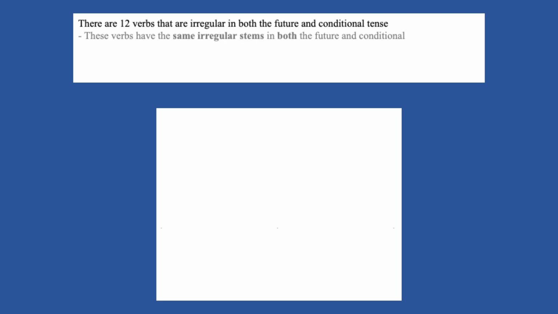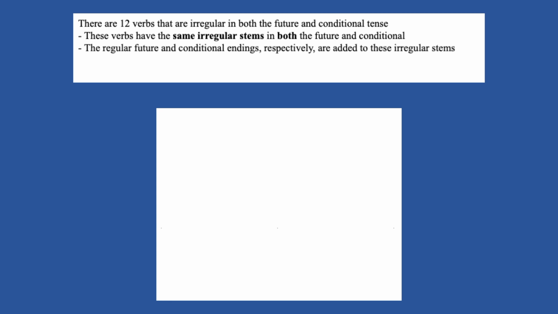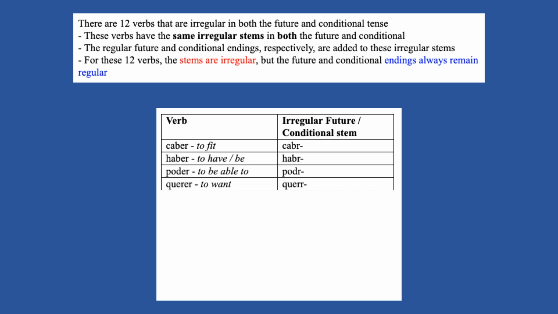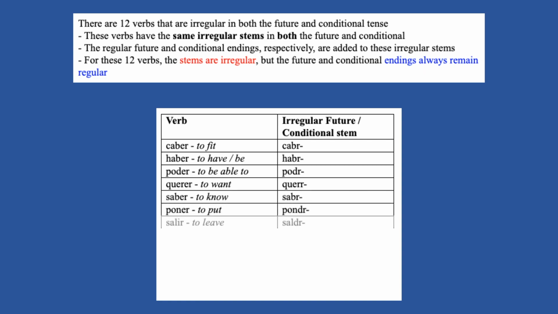These verbs have the same irregular stems for both the future and conditional, and to their irregular stems, you add the regular future or conditional endings afterwards. So for these 12 verbs, the stems are irregular, but the future and conditional endings always remain regular. And these are those 12 verbs, along with their irregular future and conditional stems. You simply take these irregular stems and add the future or conditional endings afterwards.